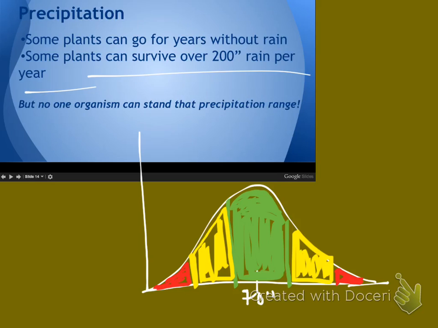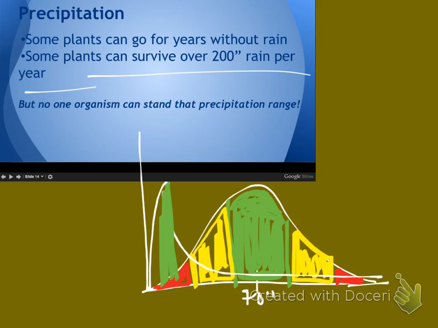How would that look different? Where would the high point be for a desert plant? Yeah, for a desert plant, that high point would probably be over here someplace. And that tolerance curve is going to look very, very different. So that might be where they're happiest.